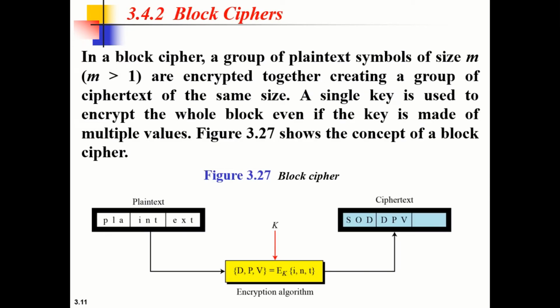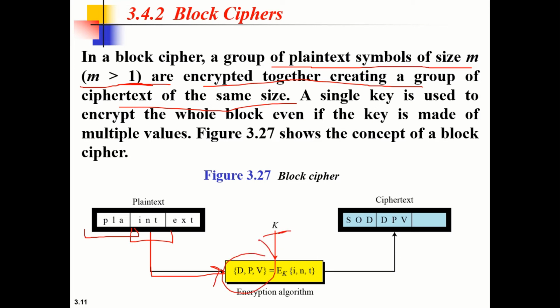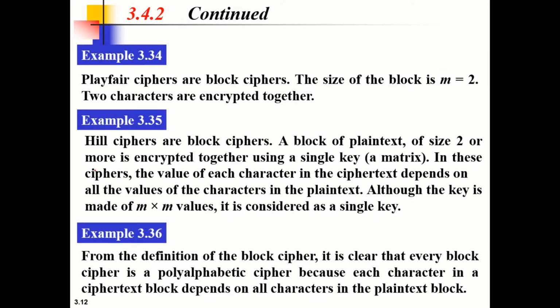So this is the block cipher. Here you have a group of plain text symbols of size m, where m is greater than 1, and they are encrypted together, which creates a cipher text of the same size. Here you can see we have created groups of 3 characters and we are dealing with one group at a time, and the size of the key block over here is 3. So this is a block cipher. As I told you, Playfair cipher and Hill cipher are examples of block ciphering techniques.